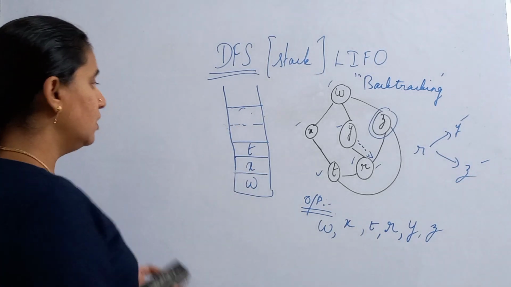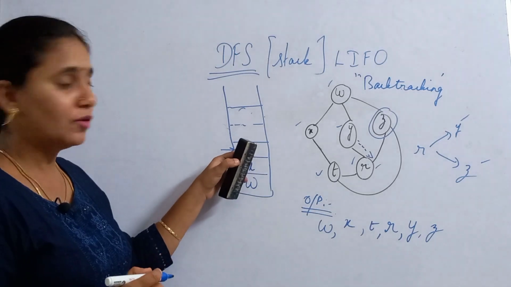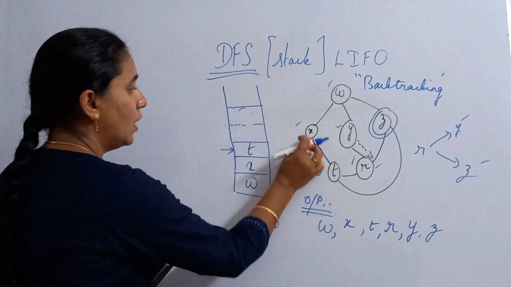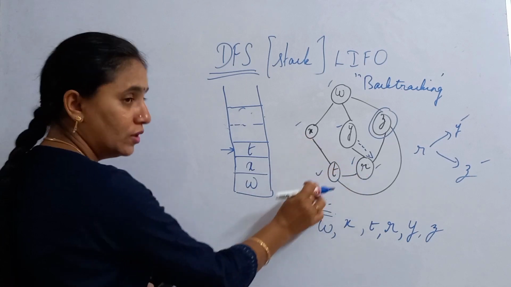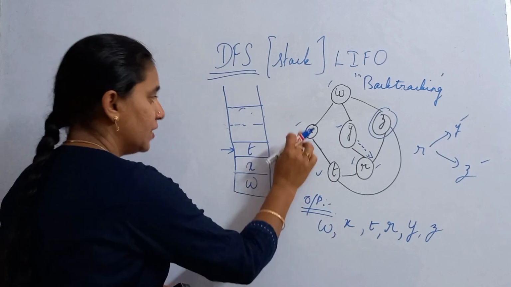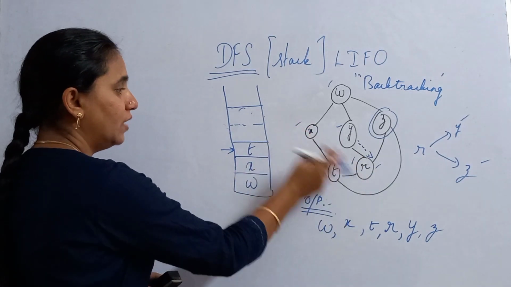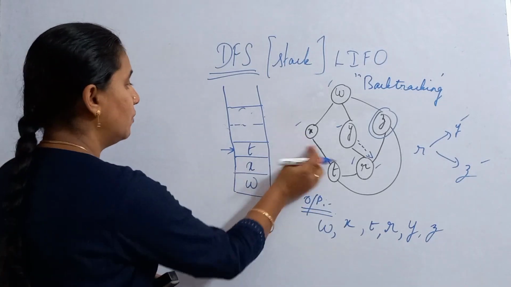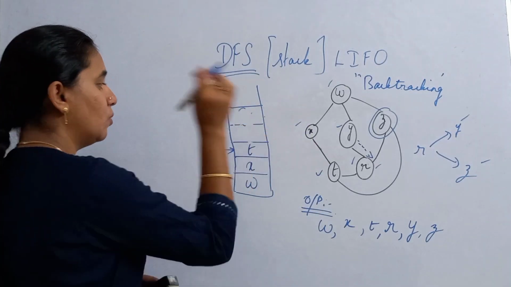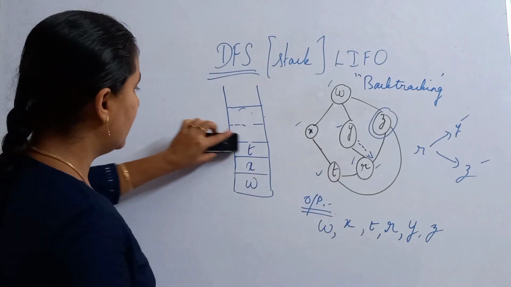Now the next previous element is T. T has two adjacent elements, X and R. If you see, X and R are visited. Suppose any of the elements is not visited, then I must add it here, and that element will be your topmost element. But here, as all the elements are visited, you can pop this T.